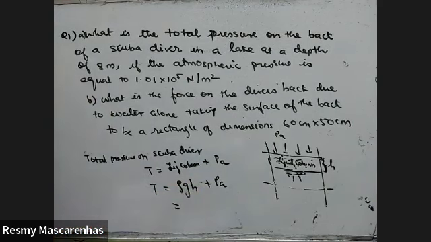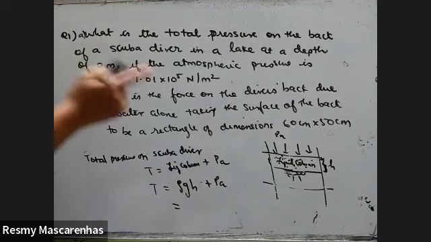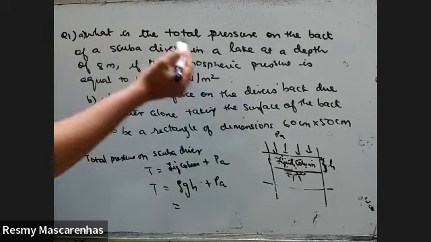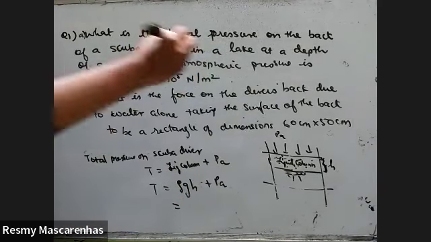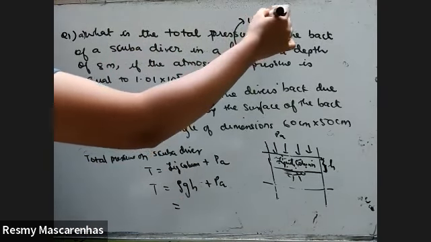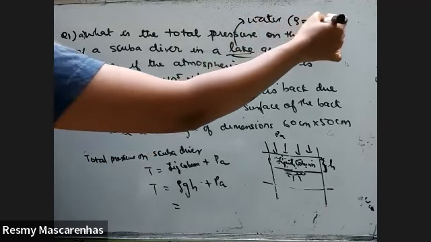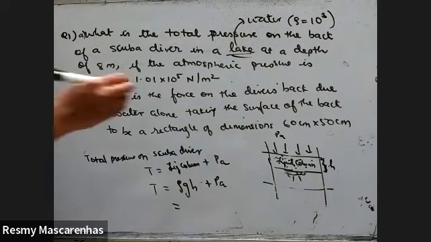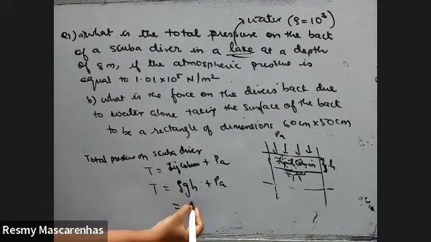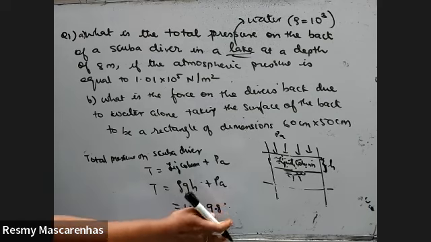Now rho is given directly, density must have been given. Or even if it is not given, then you know the density of water. In a lake, obviously it will be water. So the density of water is 10 raised to 3. Actually, it is 997, but we assume it to be 1000 only. Gravity is 9.8.